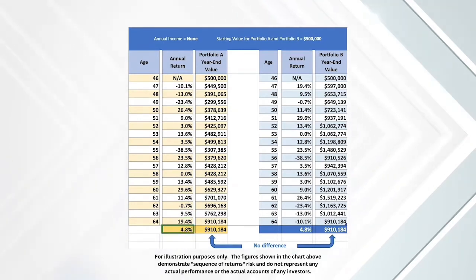The average over those years is 4.8%. The $500,000 grows to $910,000. Now portfolio B on the right, same $500,000, same rates of return, except the order is flipped. We have positive rates of return early, the +19, the +9, and then the 3 negative rates of return are at the bottom, -23, -13, and -10. The average is still the same, 4.8%, and the money grows to the same dollar amount, $500,000 grows to $910,000.